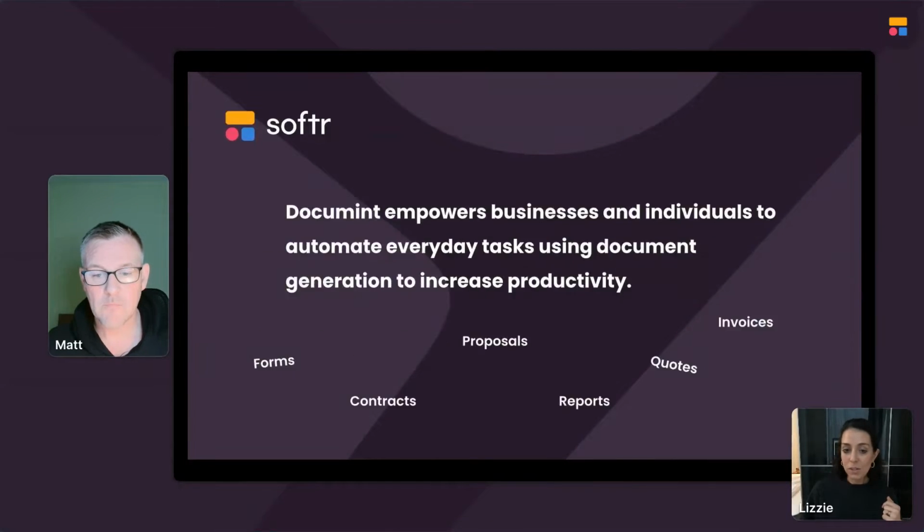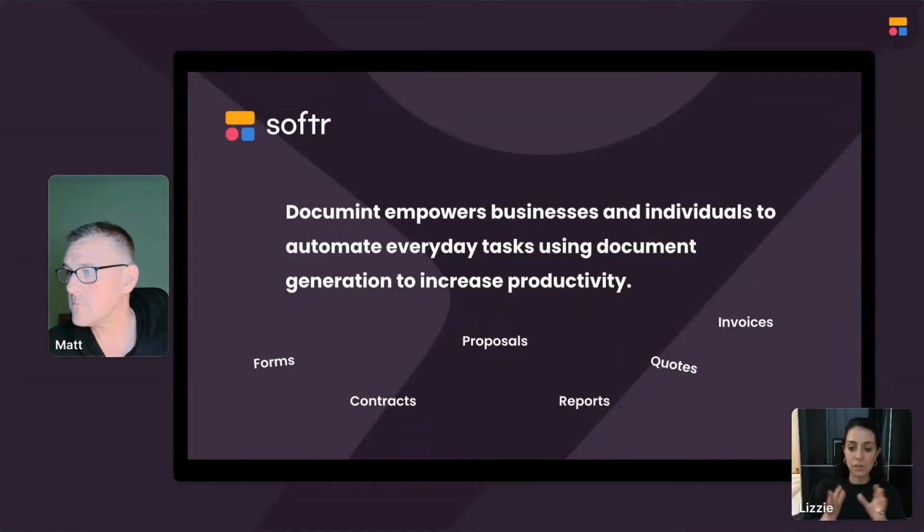What's great about Softr is we have a lot of integrations. Documint is one of our integrations. What Documint does is it empowers businesses and individuals to automate everyday tasks with document generation. So what does this look like in real time? Forms, contracts, proposals, reports, quotes, invoices, all of those things that you might typically be using several different SaaS applications for, you can do it all with Softr and Documint.